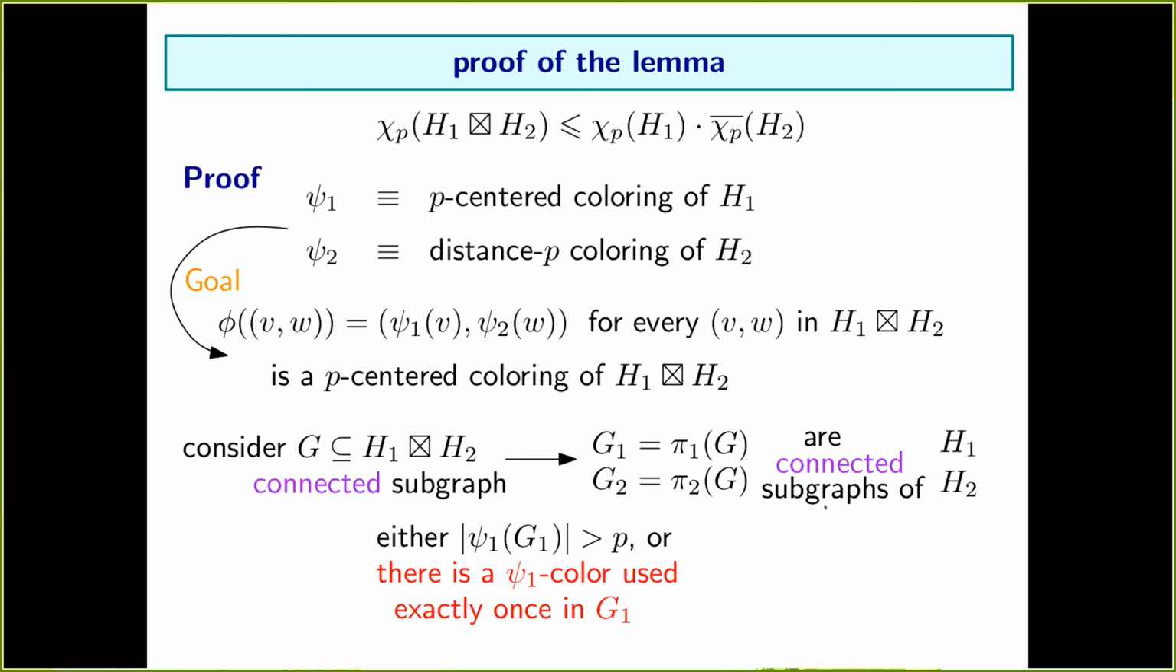Yes, so we have two projections, and now let's look at the first projection, the one where we have a p-centered coloring, so the weaker coloring. And here we have an alternative, because G1 is connected in H1. Either C1 uses lots of colors, and if this is so, we are absolutely happy, because if we have lots of colors on the projection, then we have lots of colors in the actual coloring. So we have to look at the other option, where there is a color of C1 that is used exactly once in G1, and here we have to work with it.